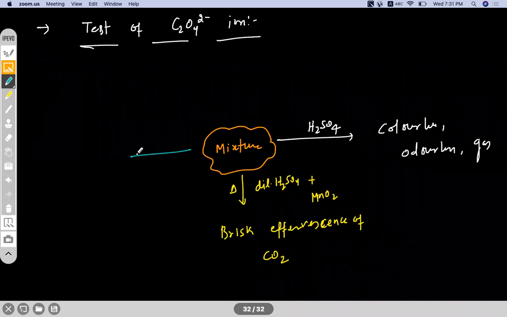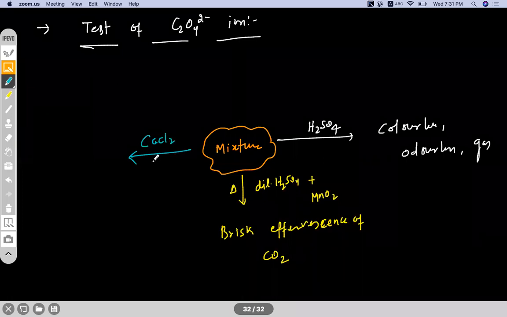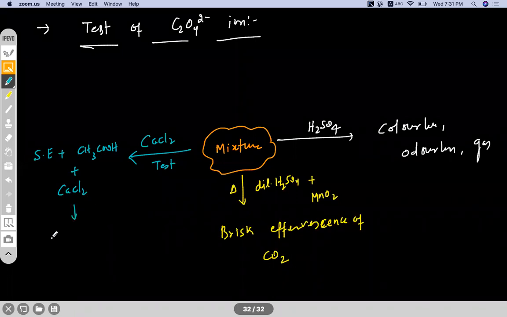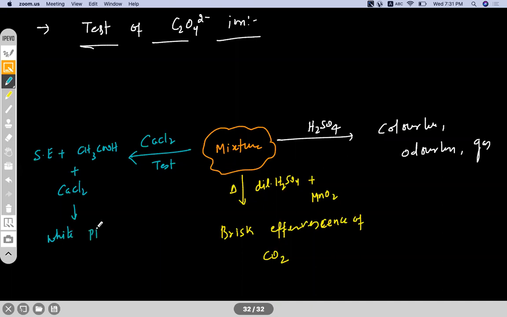Next is we have CaCl2 test, calcium chloride. In CaCl2 test, what happens? We have sodium extract, add CH3COOH, acetic acid. We keep on adding CH3COOH till the solution becomes acidic, and then we add CaCl2 solution. We get a white precipitate, which is soluble in dilute H2SO4.